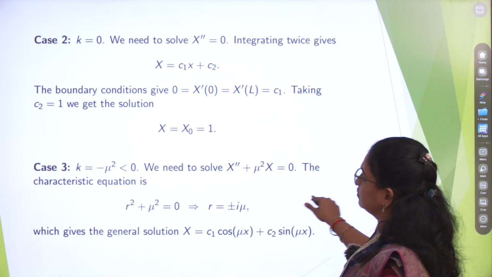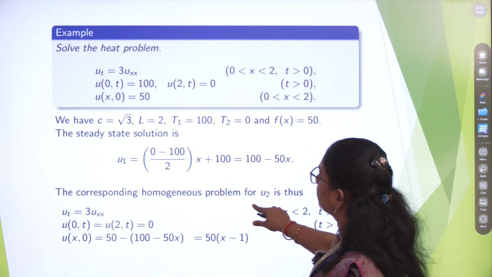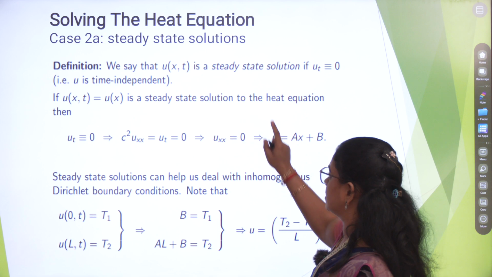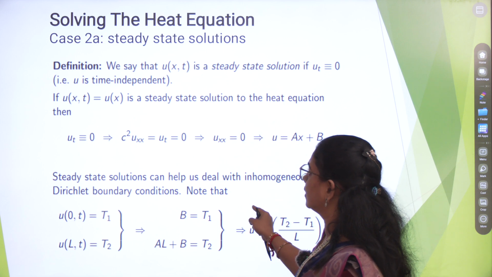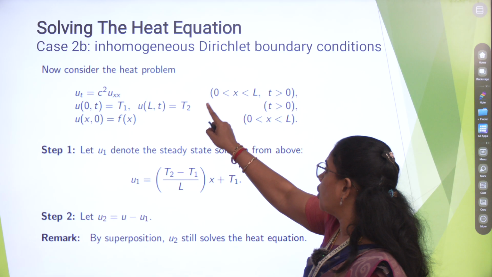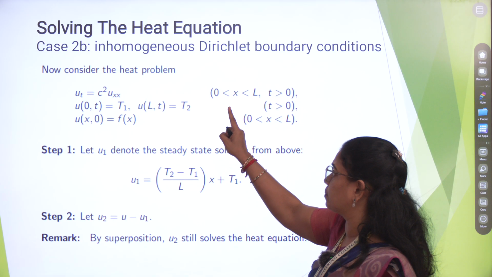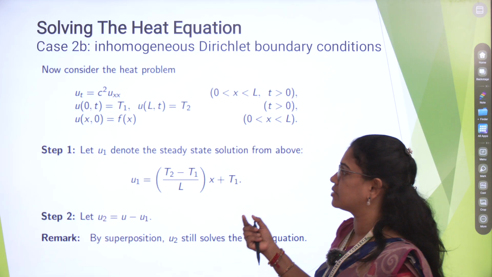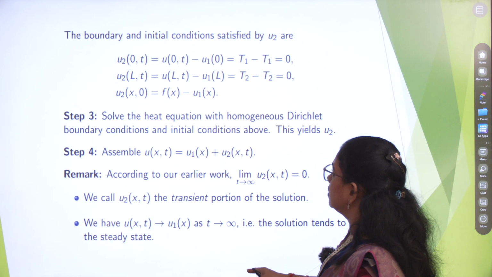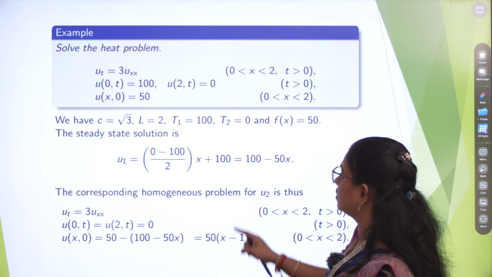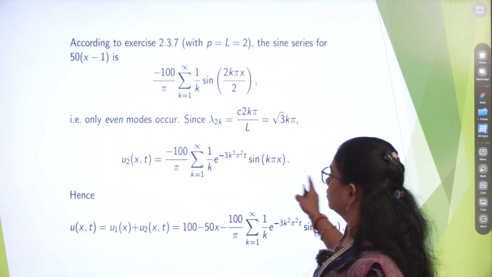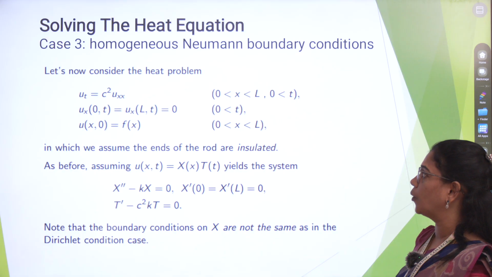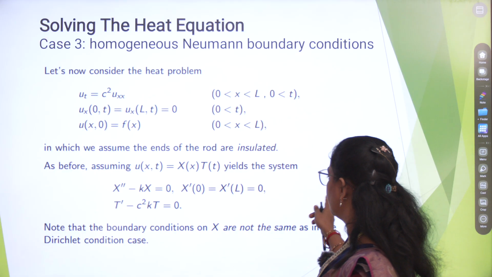So the first example is about the steady state solution, case 1 and case 2. The second one is inhomogeneous, because inhomogeneous means non-homogeneous, like the boundary condition, so having some function on the right-hand side. Next, solve the problem with homogeneous Neumann boundary conditions. All the problems are solved using the heat equation.